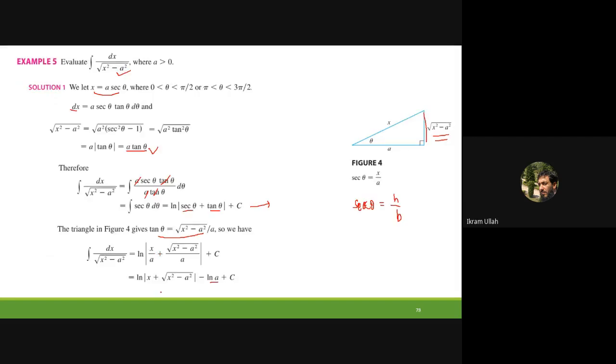Now, as we know, ln of a, where a is constant, is also a constant, and c is also a constant, so we can give both constants a single name. Let us suppose c1 is equal to c minus ln of a. Because if we subtract one constant from another constant, we get a constant, and we have given this constant a name, c1. So we can write this integral in the form of ln of x plus the square root of x square minus a square, plus c1.